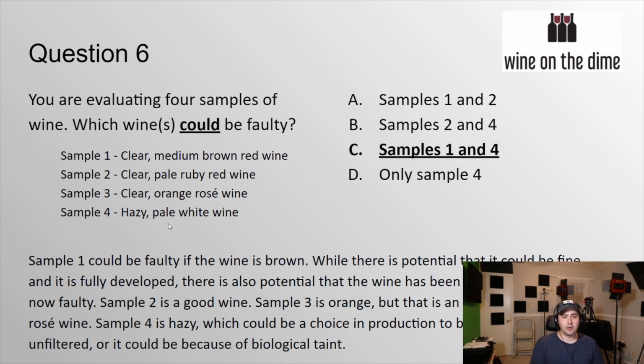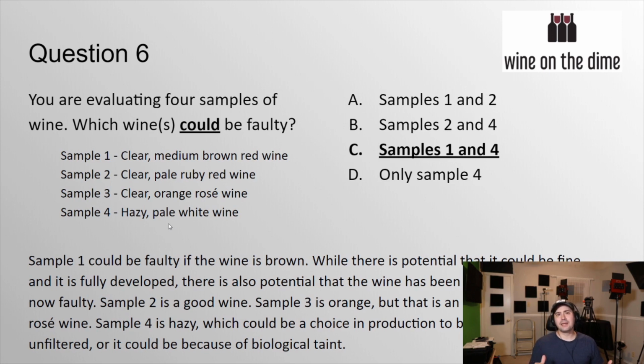Sample 4, hazy pale white wine. In general, hazy coloration doesn't necessarily mean that it is a faulty wine, because sometimes wines are bottled unfined, unfiltered. Sometimes they bottle, I've even seen wines bottled with the lees. There's some things that go on that can make a wine hazy.